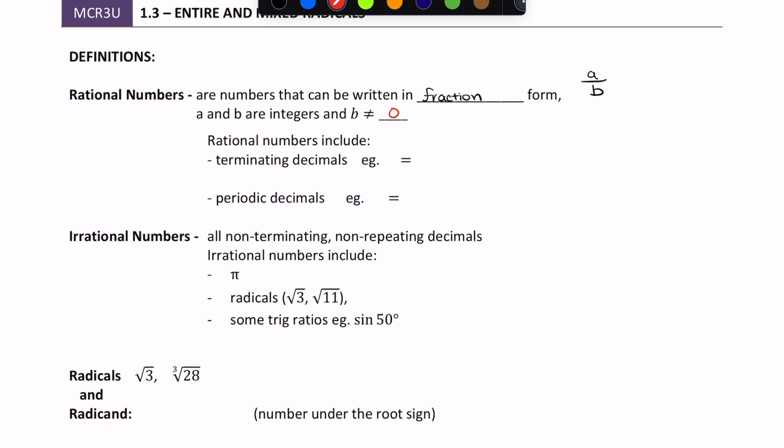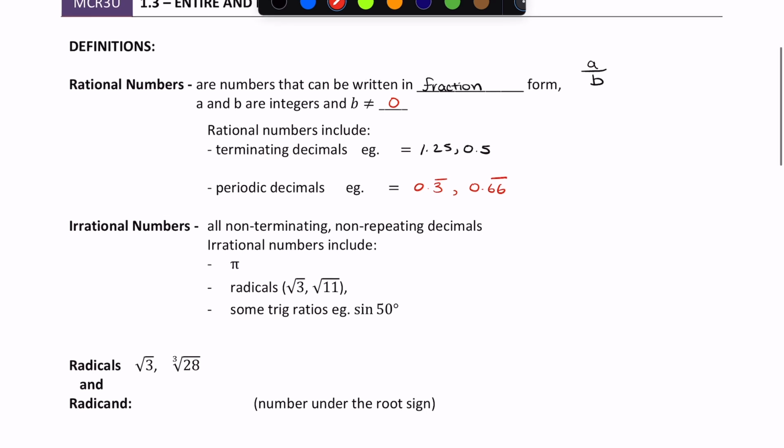Rational numbers include terminating decimals, which means that these are decimals that stop and do not continue or repeat. Some examples of that are 1.25, 0.5, and periodic decimals, occasionally called repeating decimals. Examples are 0.3 repeating, 0.6 repeating, and so on and so forth.